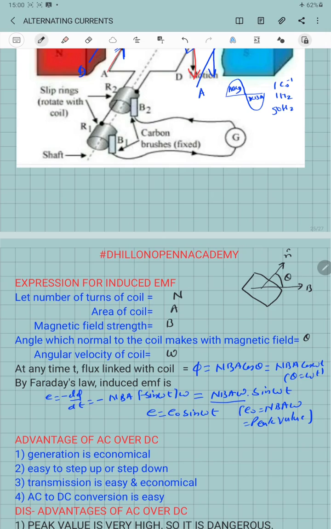If the coil has a resistance R, then the current induced in the coil will be E over R, which will be equal to E naught over R into sine of omega t, or it will be I naught into sine of omega t. So this is the equation for the instantaneous alternating current.